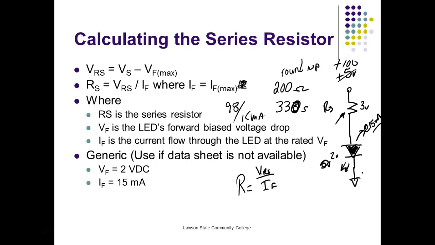So generic, use if the data sheet is not available, we use a VF of what? 2 volts and an IF of 15 milliamps. And then we usually round up to the next standard, yeah. Because there's not much difference between 15 and 20, right?